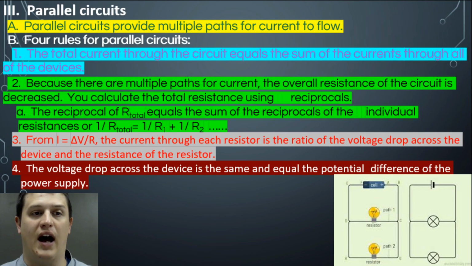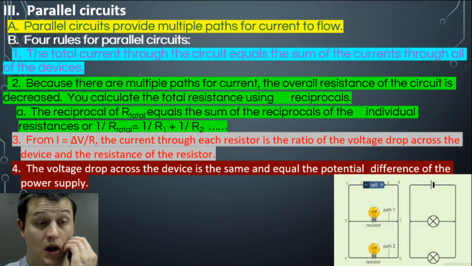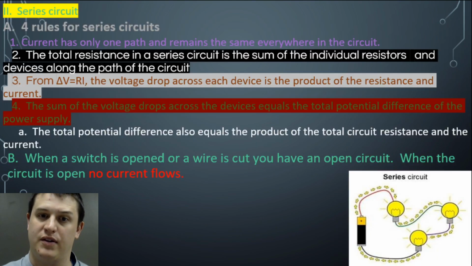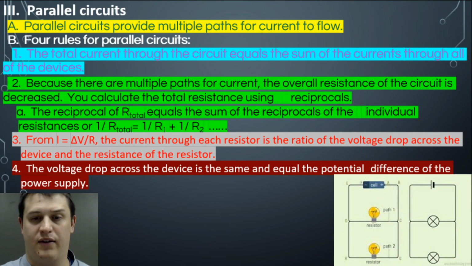So we're still looking at I is equal to change in voltage over resistance. Or yes, current is equal to change in voltage over resistance. So remember, each resistor is the ratio of the voltage drop across the device and the resistance of the resistor. Voltage drop across the device is the same and equals the potential difference of the power supply. Same as before, so same here as there for the voltage drop. All of it looks the same.